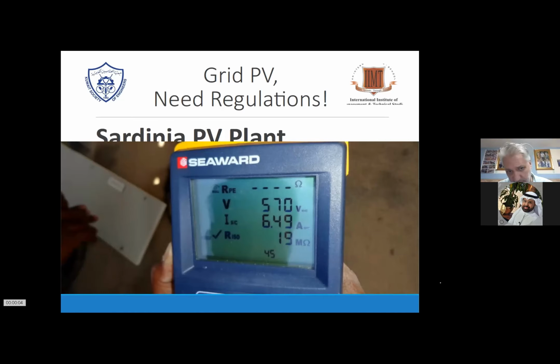That's the checkup, like I said, that I do. It's a multimeter, whatever you have. Check the voltage of the modules. In this case, it's 517, and 6.49 is the current. Is that similar to the current you expect during these times when you have a specific irradiance, 600 watts per square meter? Then you can see the R-ISO. So the string is okay, it's 19 megaohm. That means the problem is somewhere else.